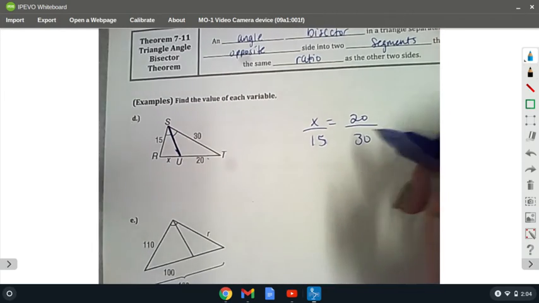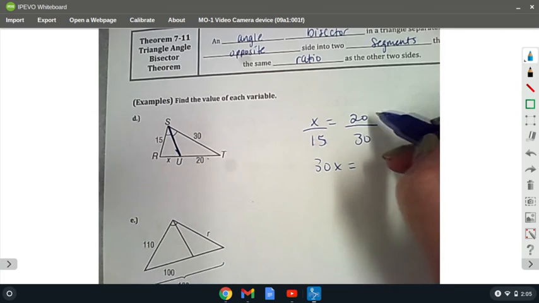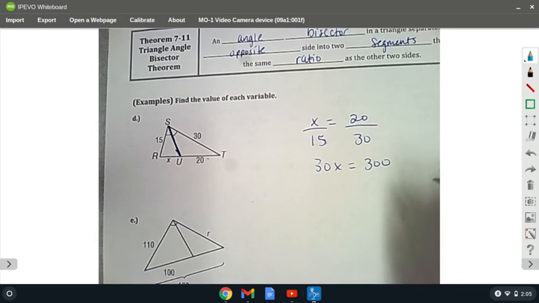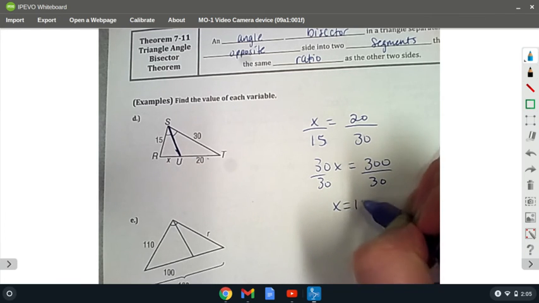I could cross multiply here. 30 times x gives me 30x. 20 times 15 gives me 300. I'll divide by 30 on both sides, and I get that x is 10.